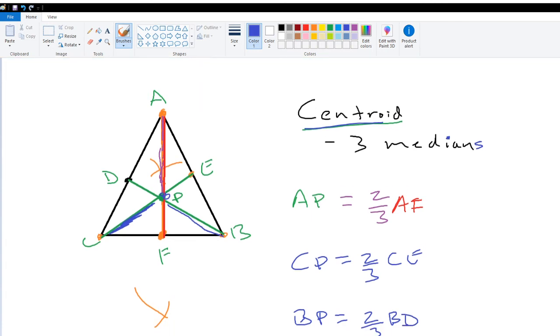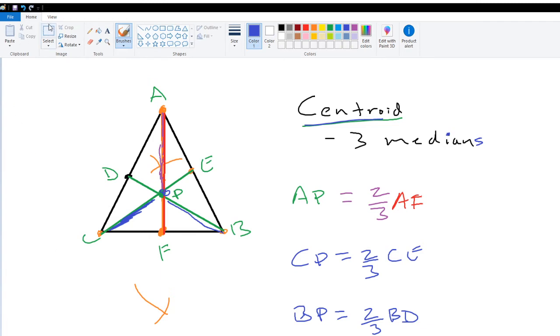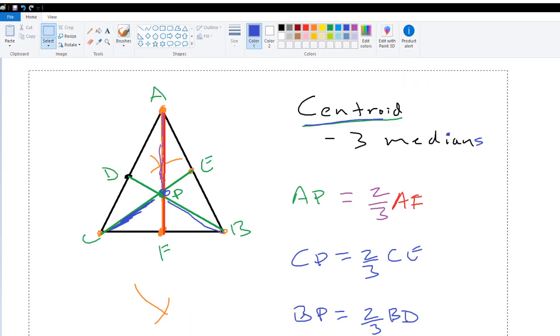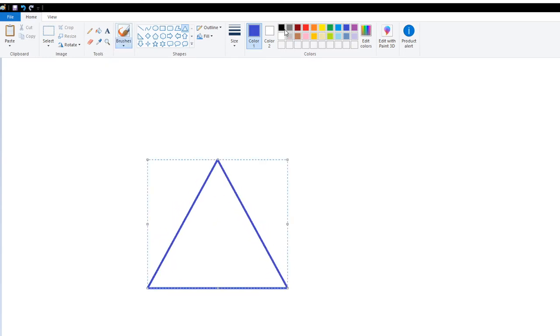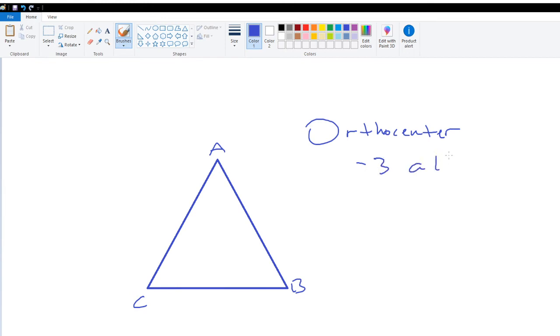Then we have another one, and I'm going to erase all this right here and draw another triangle. Let's call this triangle ABC, and we are going to find the orthocenter. To find the orthocenter, I first need to determine where the three altitudes are. Alright, an altitude is basically just the height. And in this triangle we have three different altitudes.